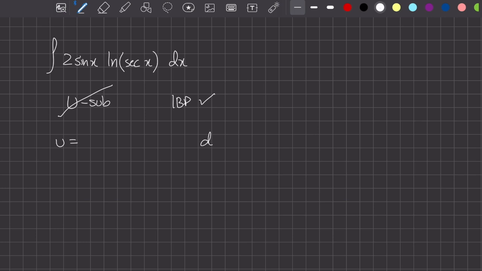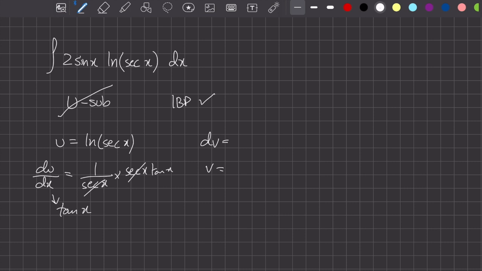Exactly. Now to choose values for dv and u. ln secant x will have a complicated integral. However, its derivative can be evaluated using chain rule. du over dx is just 1 over secant x times secant x tan x. Then the secant x's can cancel out, simply giving tan x. dv is given as 2 sine x dx, making v equal to negative 2 cos x.